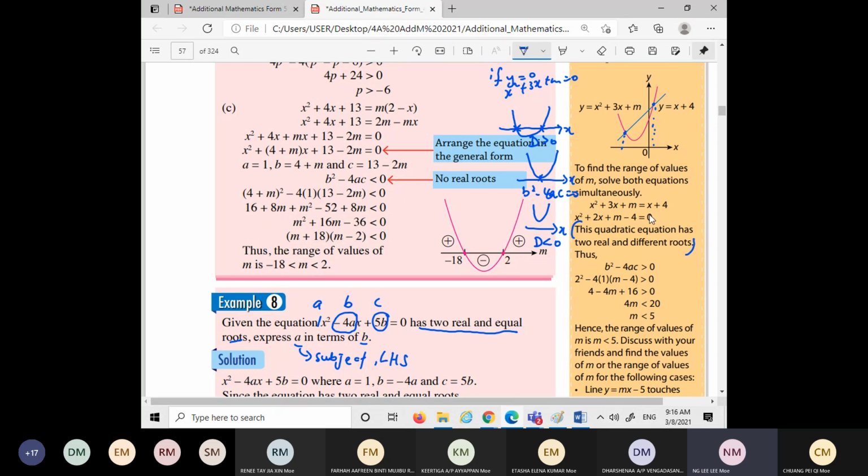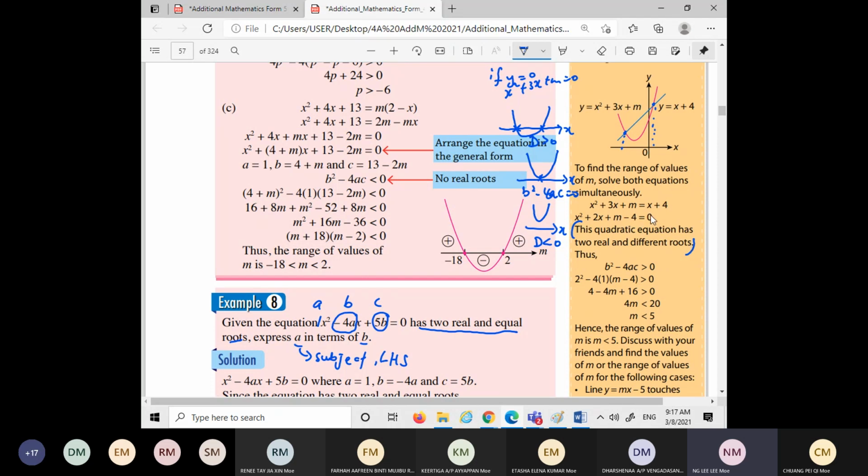But now y is not equal to 0. Y is equal to x plus 4. Same thing: this curve cuts the line y equals x plus 4, just as before the curve cut y equals 0. Same meaning, now they just replace the 0 here with x plus 4. From the graph given, you know you have 2 answers because it cuts at 2 points. So the quadratic equation has 2 real and different roots.